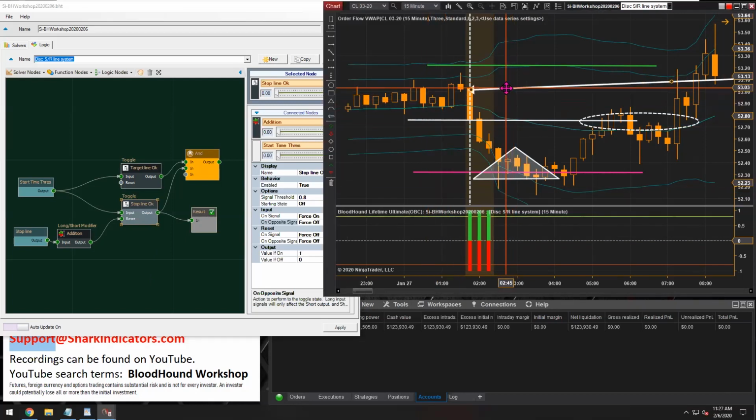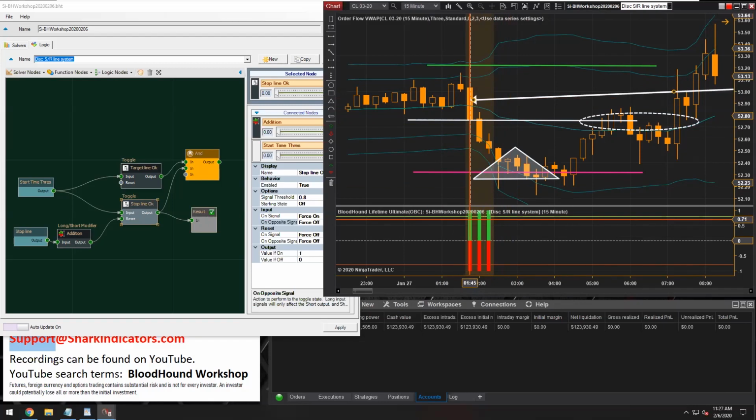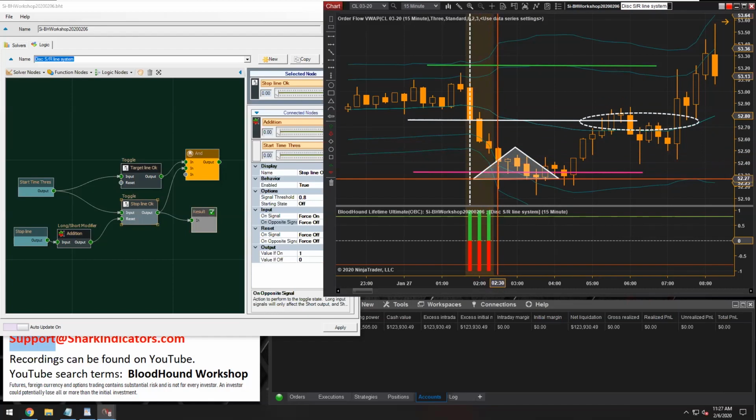So here we go, right? We turn the toggle node on at our start bar, and then price comes down, and when price hits our stop line, let's get this out of the way, right? We can see this long wick here. Price came down and hit our stop line, and that invalidated the trade setup. And so our toggle node turns off, right?